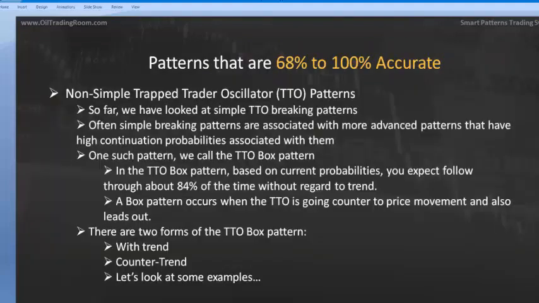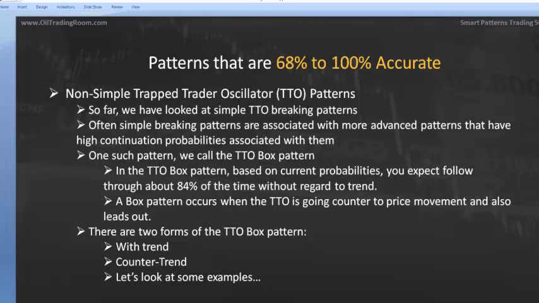So those are the basic just kind of breaking patterns, but now I'm going to show you some non-simple trap trader oscillator patterns. And so far we've just looked at breaking patterns, but often simple breaking patterns are associated with more advanced patterns that have high continuation probabilities associated with them. And one pattern that has high probability associated with it is what we call the TTO box pattern. And we've actually already looked at that, but I'm going to point it out to you in just a minute.